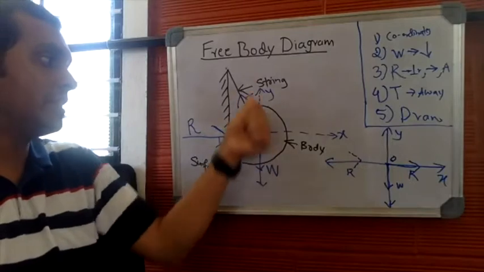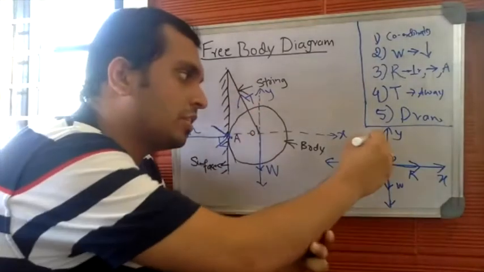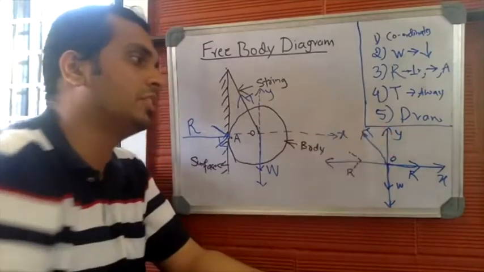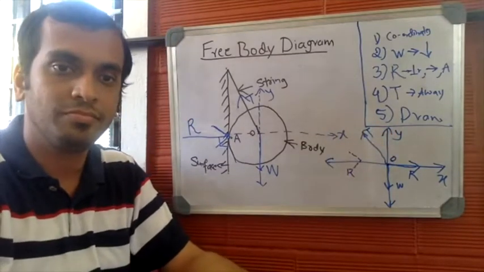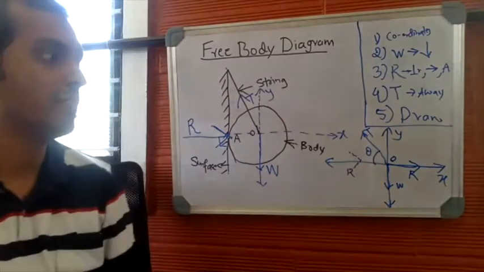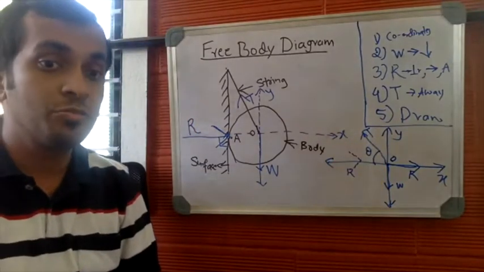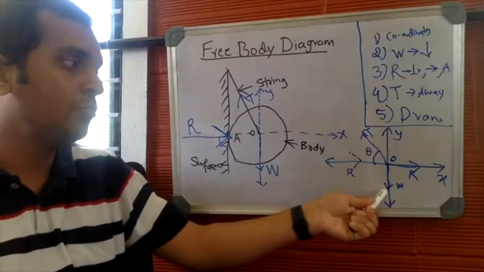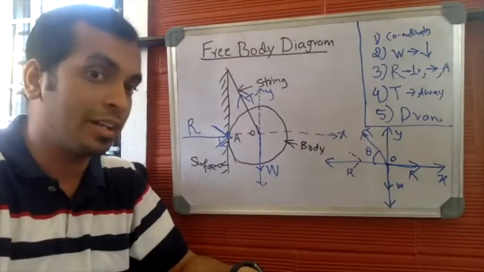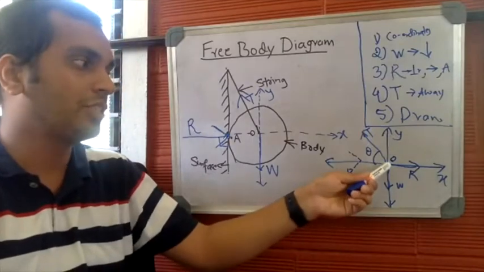And where can I draw the tension? Tension can be drawn in the second quadrant. T can be drawn in the second quadrant. So it makes an angle, which is unknown. So how many forces did we mark? We have marked W, R, and T. We have marked the 3 forces, W, R, and T. And all the 3 forces are concurrent.